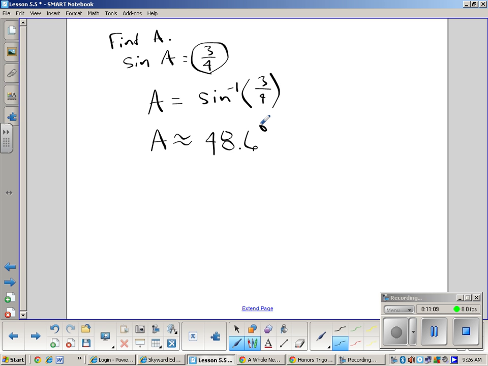It probably does. But we all have calculators, so anybody not get this number on their calculator? I don't want you not knowing how to solve this. It's pretty basic.